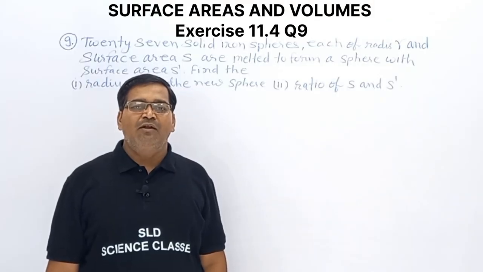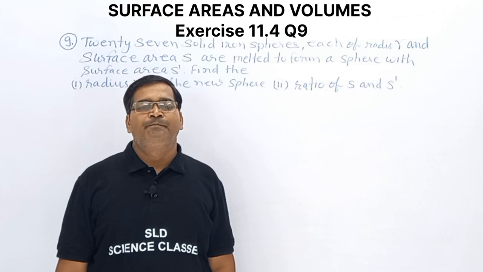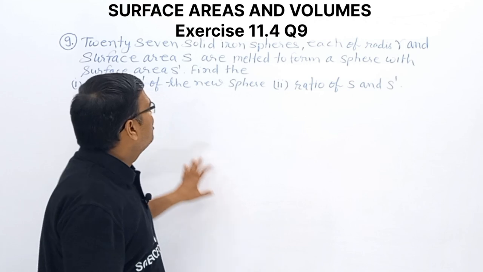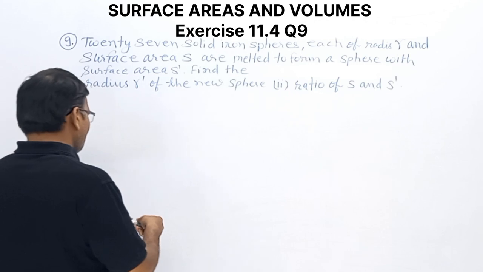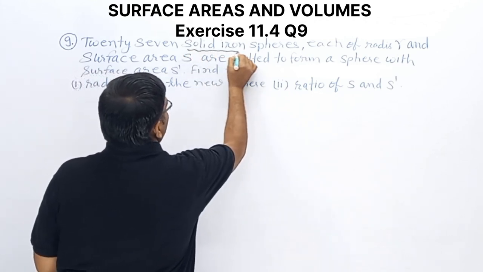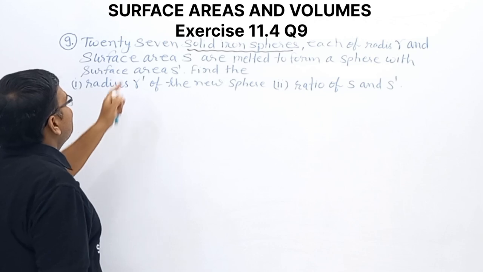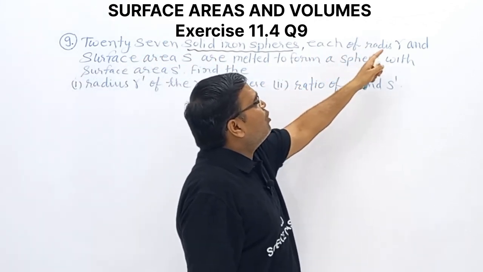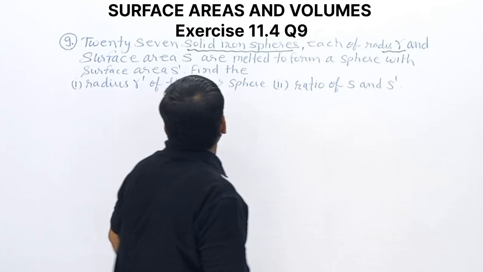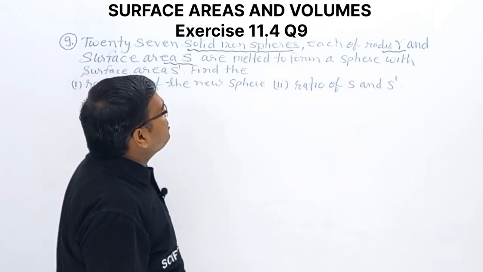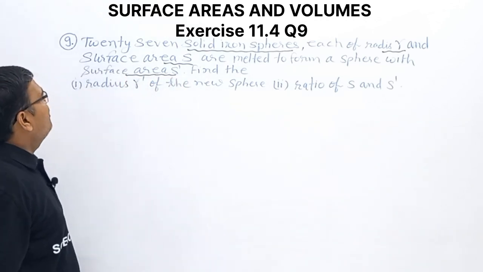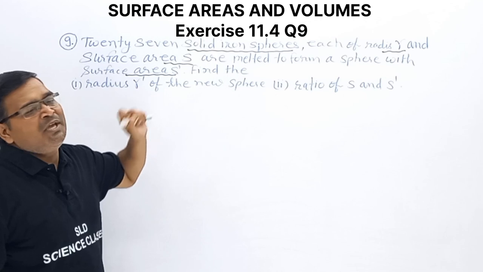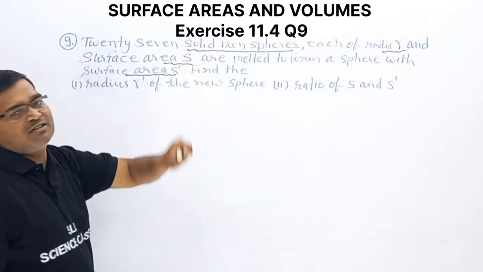In this class, we are going to discuss question number 9, exercise 11.4, surface area and volume. Observe this question: 27 solid iron spheres, each of radius r and surface area S, are melted to form a sphere with surface area S dash. We are having 27 spheres.